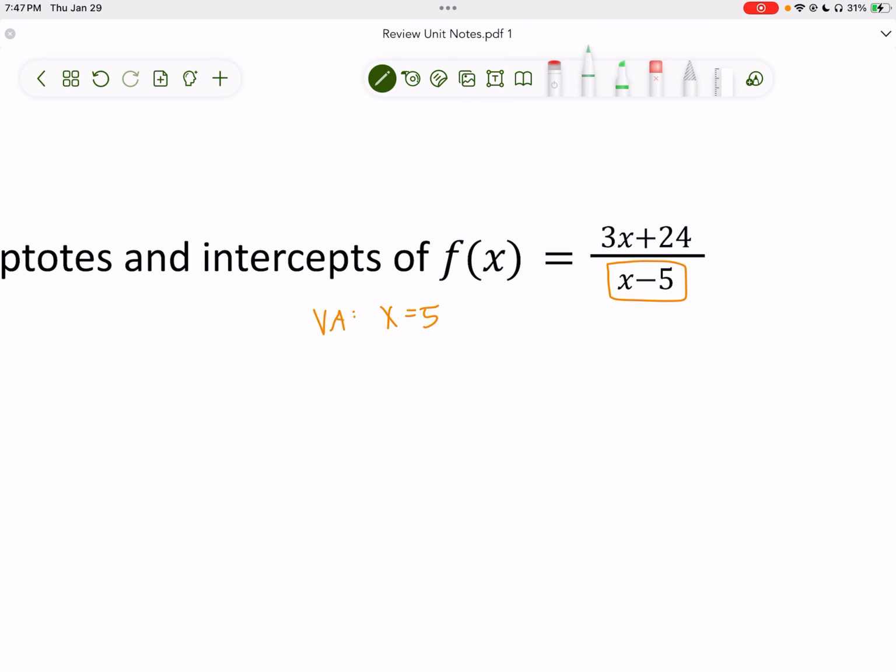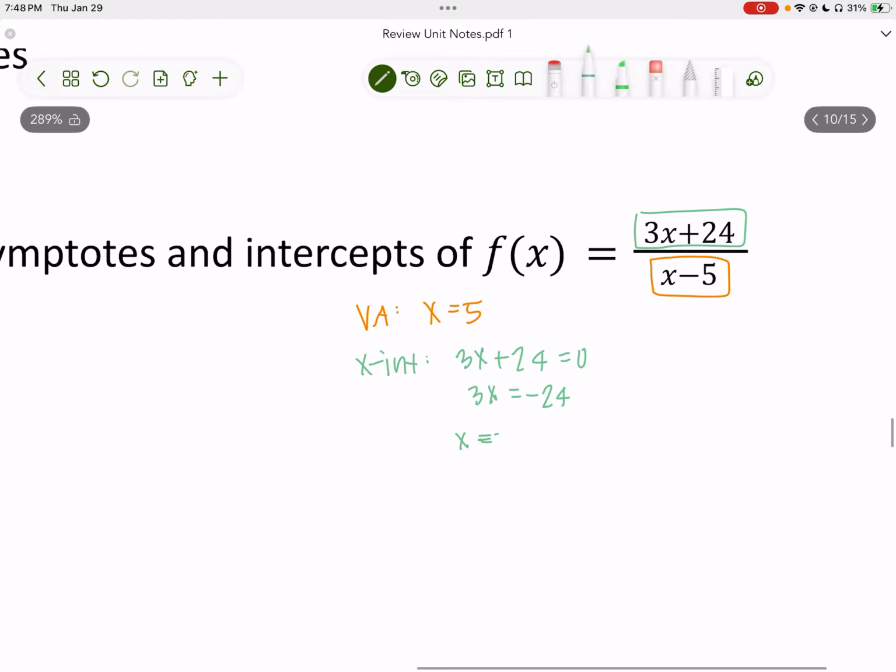Moving on to the next part, if we solve the numerator, we get our x-intercepts. In this case, we only have one, so 3x plus 24 equals 0, 3x equals negative 24, and x equals negative 8. So you have an x-intercept at negative 8, 0.